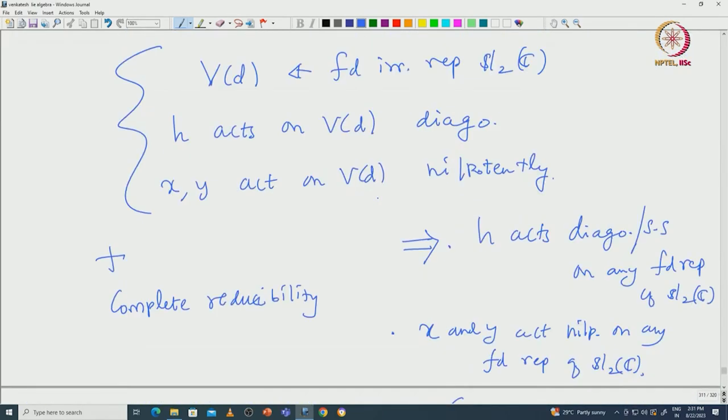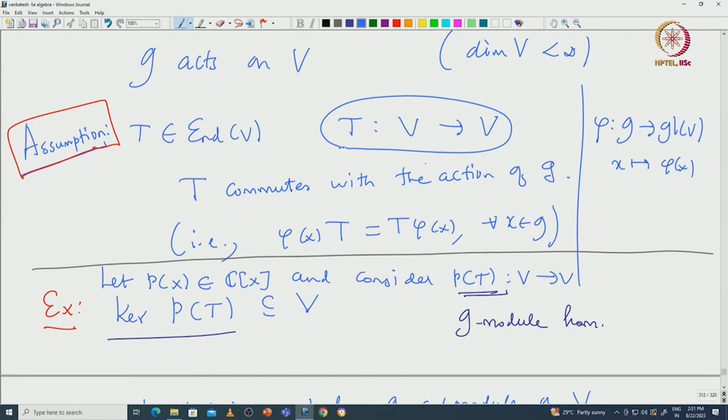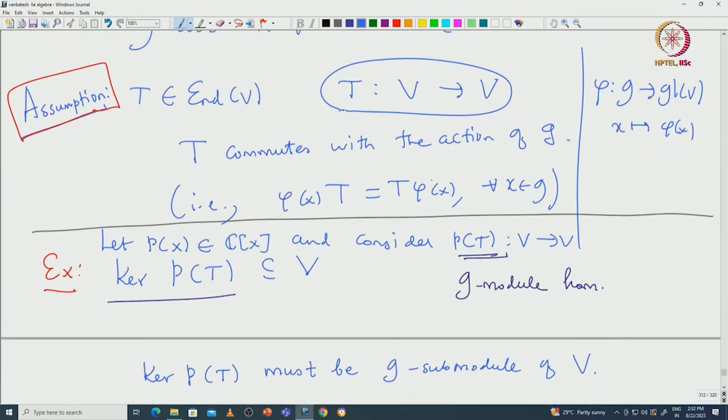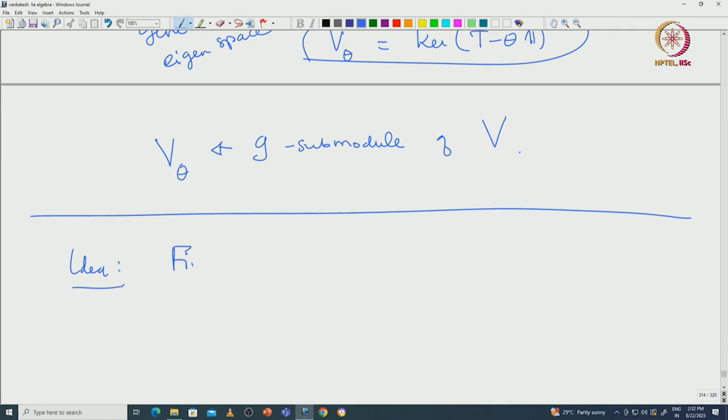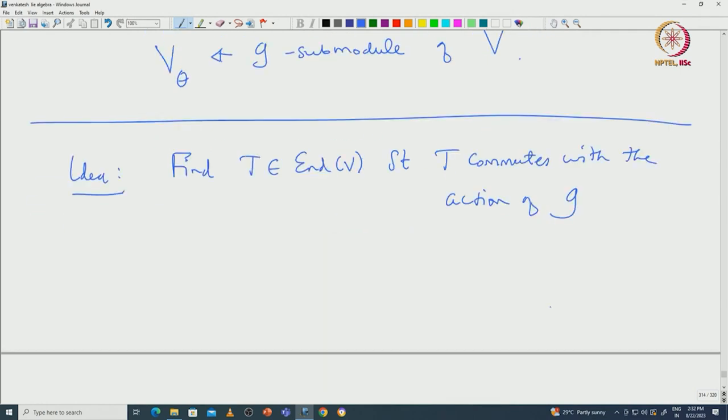So, in particular we have written V as a direct sum of G subrepresentations. What were we interested in? We were interested in breaking down capital V into smaller representations. So, what is the strategy? The idea is to find an element T in the endomorphisms of V such that T commutes with the action of G. Then V decomposes into the direct sum of the V theta, theta in C, and these are all G subrepresentations. So this is one way to break down V into a direct sum of smaller G subrepresentations.